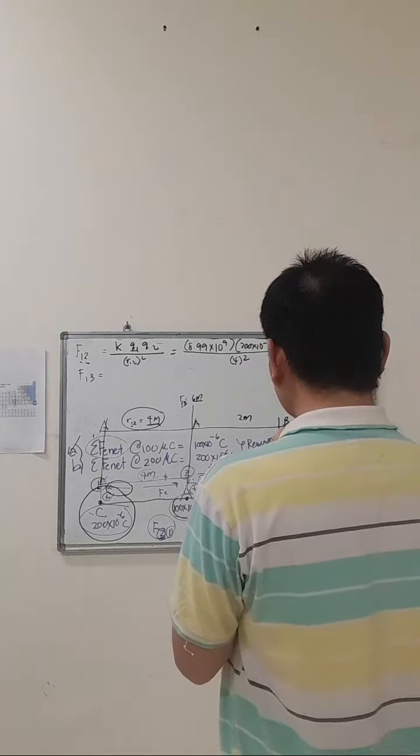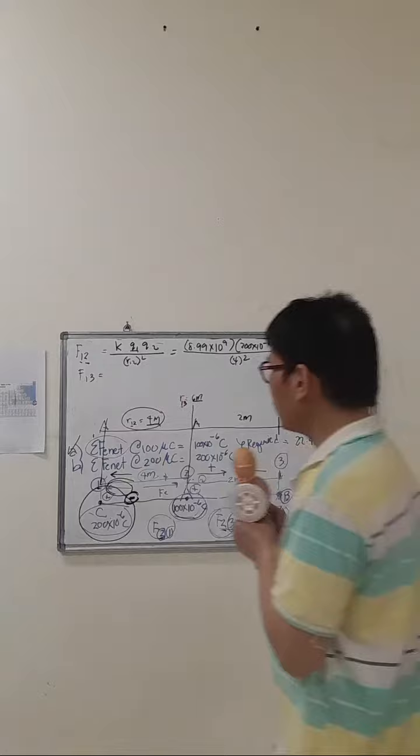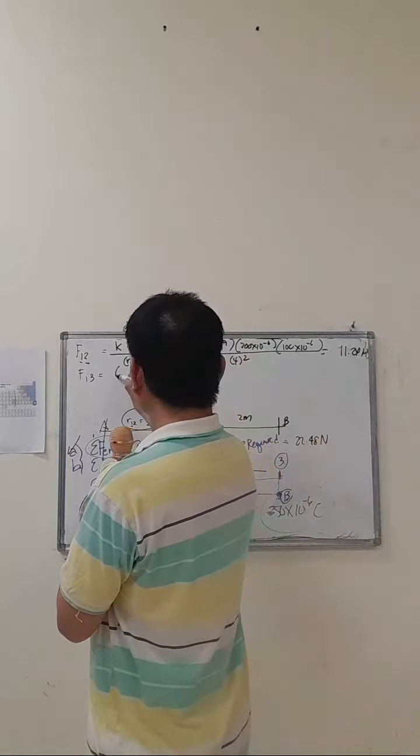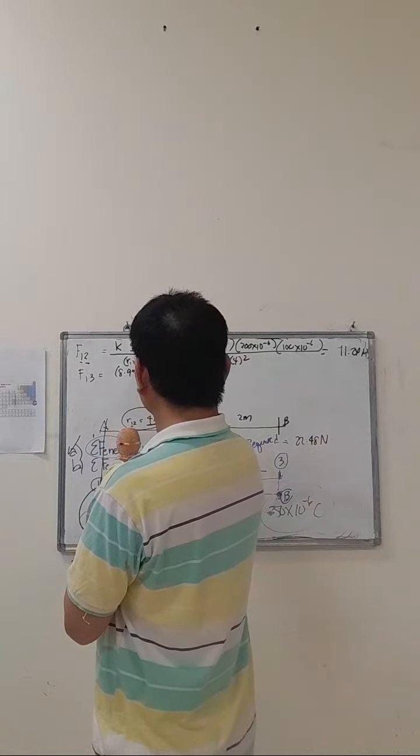Okay, what is the other one? That is F13. Like Kenya, same story, 8.99 times 10 to the 9. And then Q1, 200 times 10 to the negative 6. Then Q3, because 1, 3, Q3 is 50 times 10 to the negative 6. Don't carry the sign as I told you.